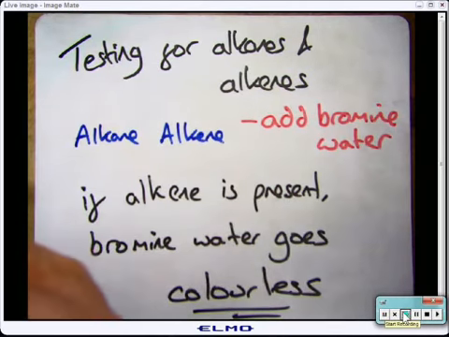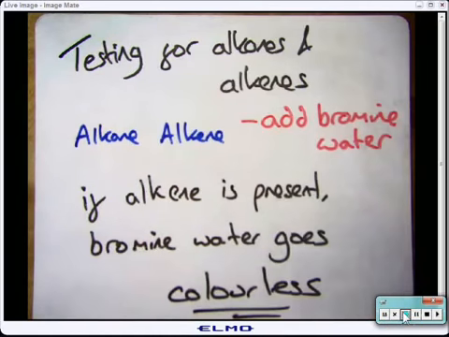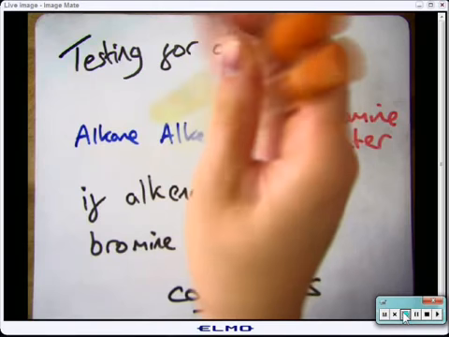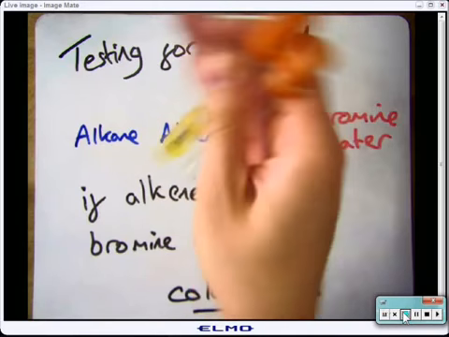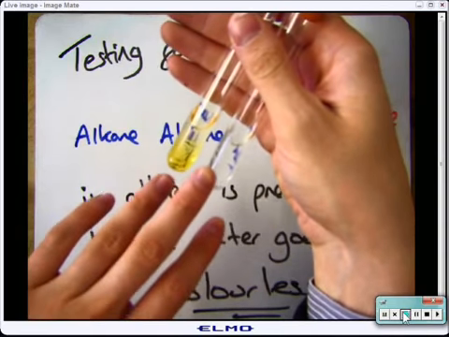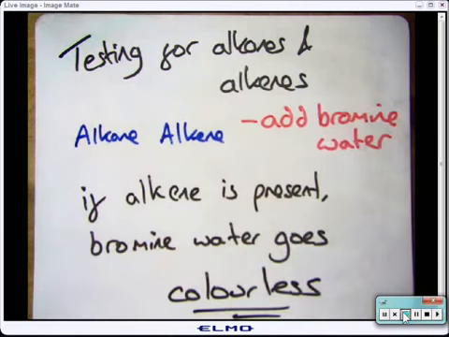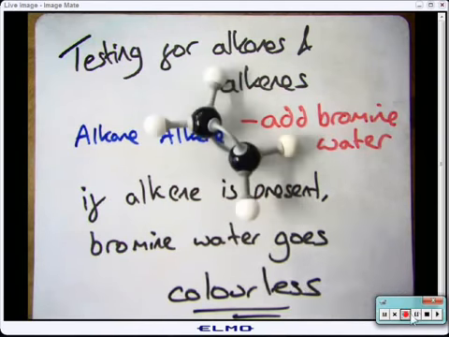So I've taken some of the bromine water and I've put it into these 2 test tubes, and then if you shake them, you'll see that the one with the alkene in has gone colourless. The alkane has stayed the same. So in the exam, if they say, how do you separate between ethene and ethane? First mark is add bromine water. If the alkene is present, bromine water goes colourless, so it will go colourless in ethene.